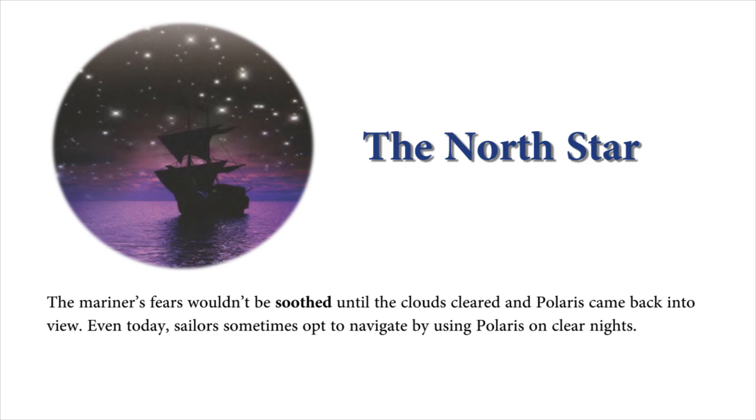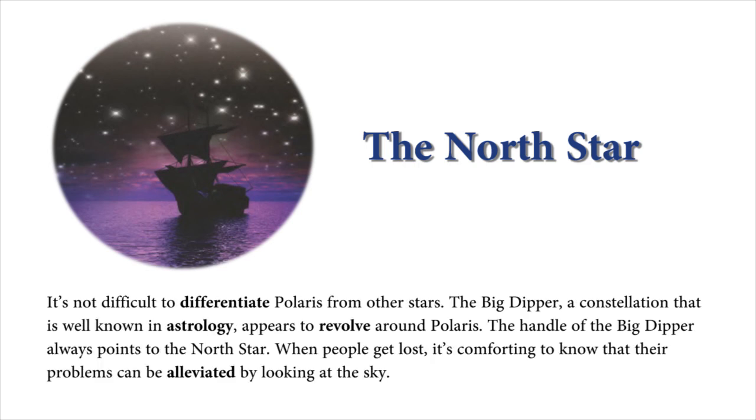Even today, sailors sometimes opt to navigate by using Polaris on clear nights. It's not difficult to differentiate Polaris from other stars. The Big Dipper, a constellation that is well known in astrology, appears to revolve around Polaris. The handle of the Big Dipper always points to the North Star. When people get lost, it's comforting to know that their problems can be alleviated by looking at the sky.